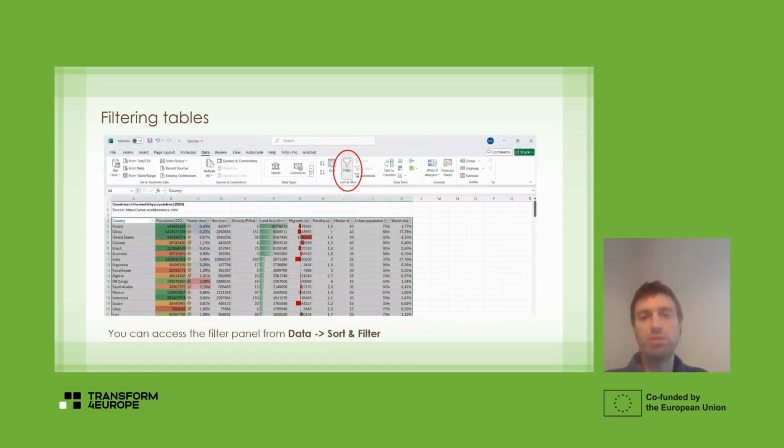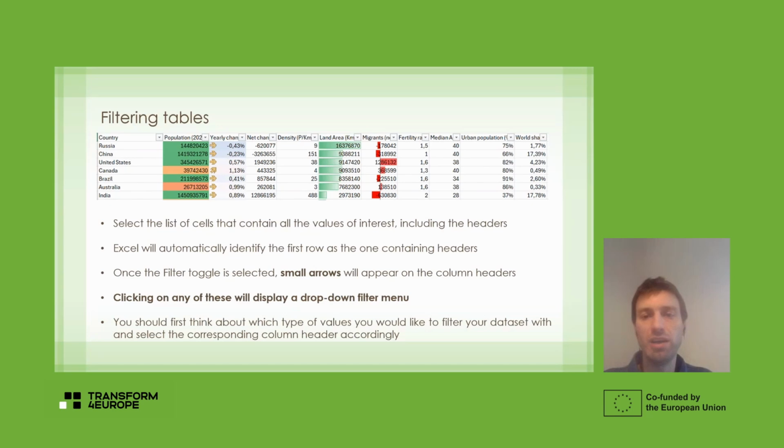So how do you filter tables? Well, first of all, this is very easy. It's very close to the icon for sorting. So sorting and filtering are actually grouped within the same area in the data tab. And if you click on sort and filter, something you will notice immediately is that the area you have selected will actually change. In which way? Well, as you can see, you will obtain these small arrows close to the headers, okay?